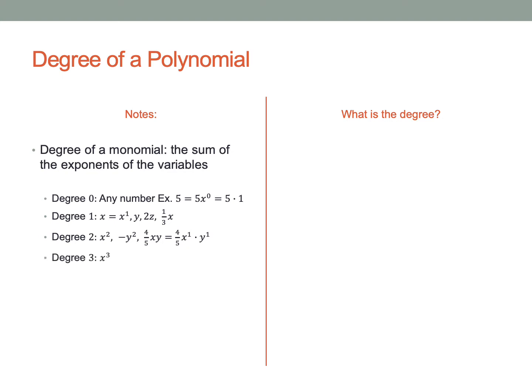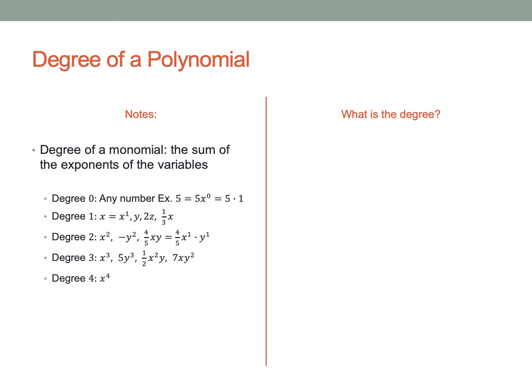Degree 3 most commonly is x cubed, but you could also have like 5y cubed. And then again, if you have multiple variables in the term, like 1/2 x squared y, right? That's degree 3 because the exponent of x is 2 and the exponent of y is 1, right? 2 plus 1 is 3. Or you could have 7xy squared.